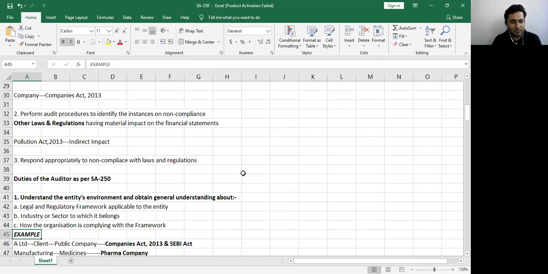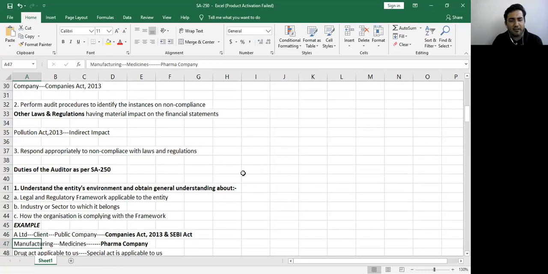So say for example, we took this example. Suppose if we go to conduct the audit of A Limited, which is a pharmaceutical company, then we try and understand A Limited, who is our client, what is the legal and regulatory framework that is applicable. The legal and regulatory framework that is applicable is Companies Act, because it's a body corporate, it's a company. And second, since its shares are listed, it is also covered by SEBI Act.